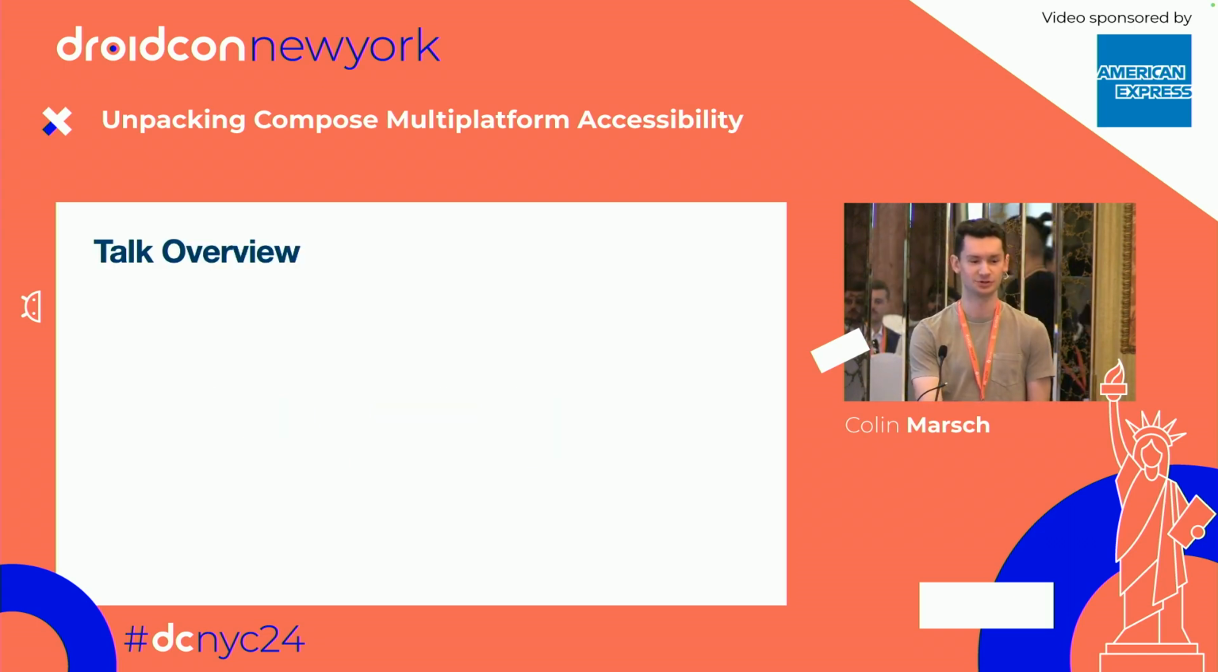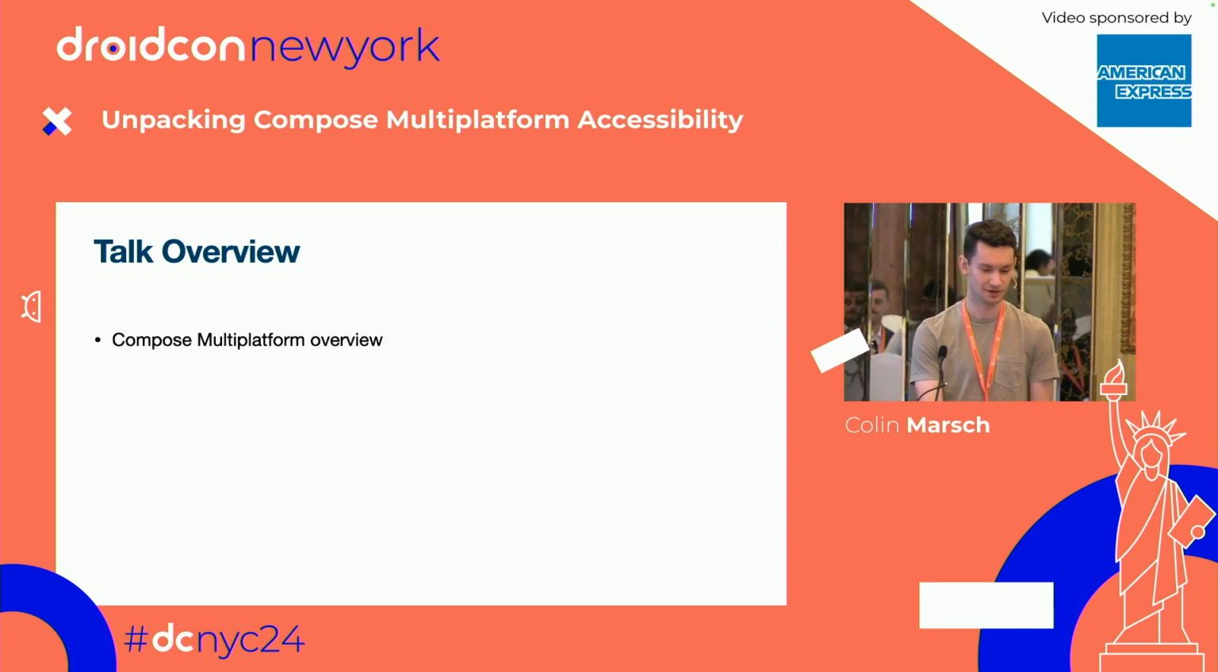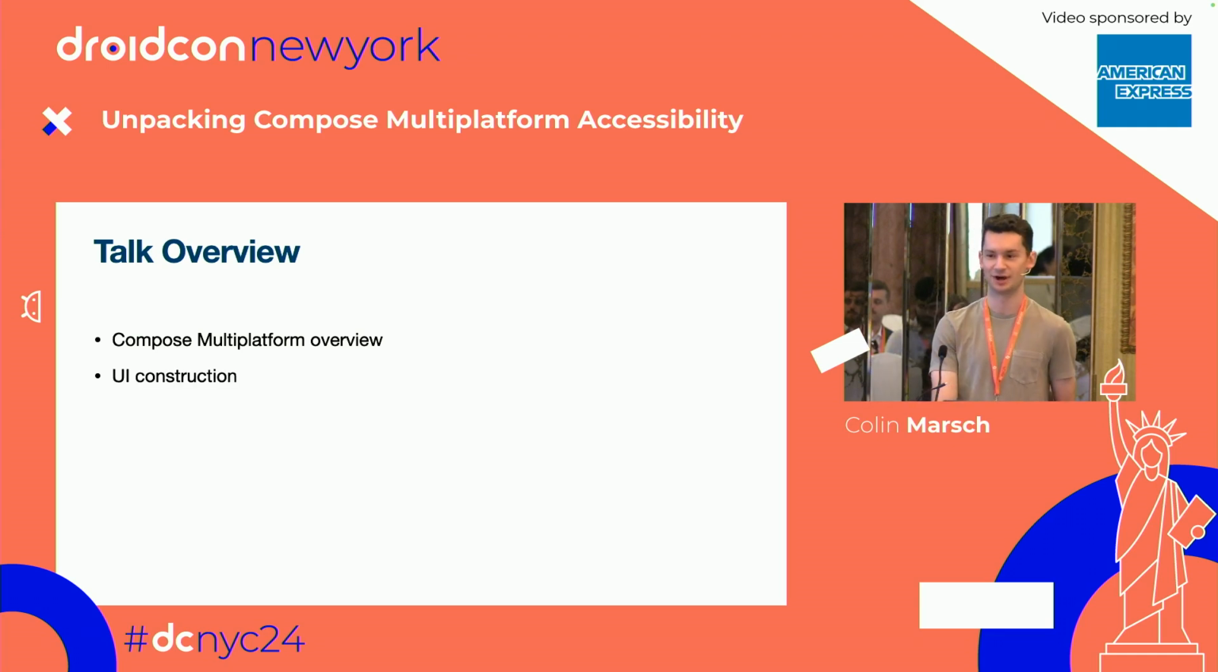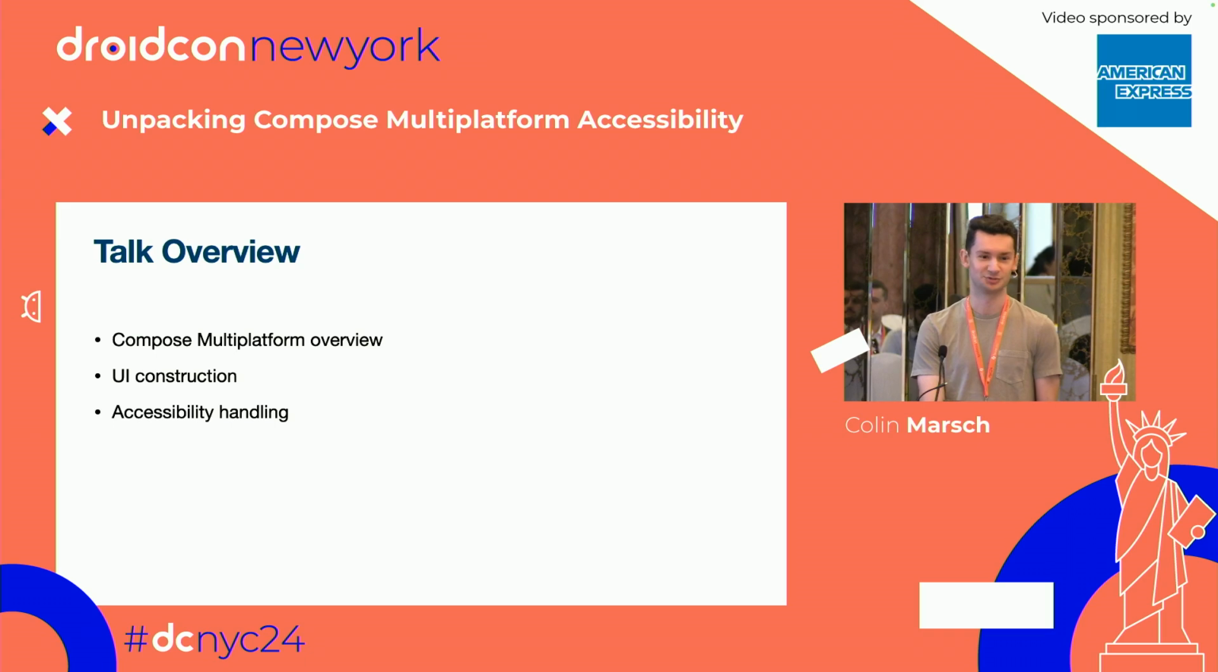Here's a bit of an overview of the talk today. I'll start with a Compose Multiplatform high-level overview. We'll talk about how it builds UI on Android and iOS, how Compose Multiplatform handles accessibility, and how we can test to make sure our apps are accessible when we're building Compose Multiplatform apps on both platforms.